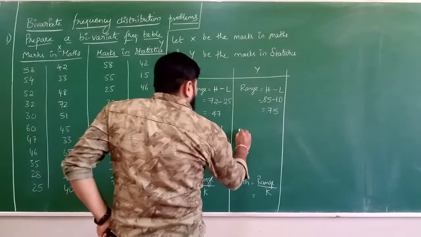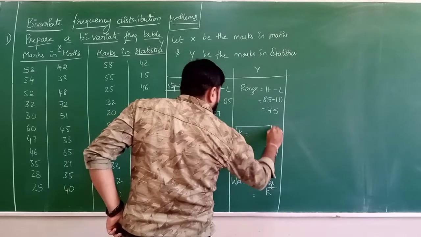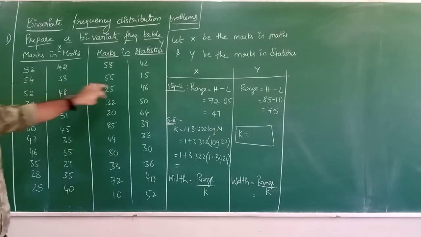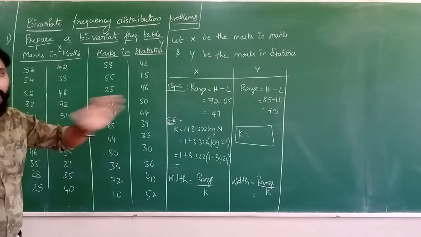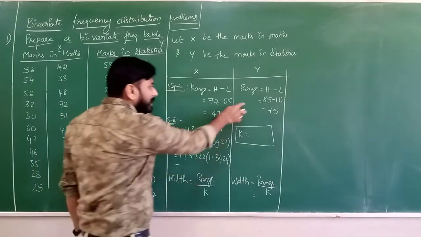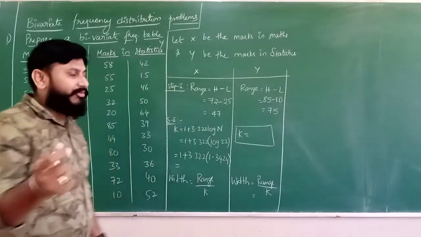Now, here also the same number of classes will appear, because the total number of observations here is also 22, and here also 22. So the number of classes remains the same for both the variables. Only the range and width will differ. Now just wait for 1 minute.